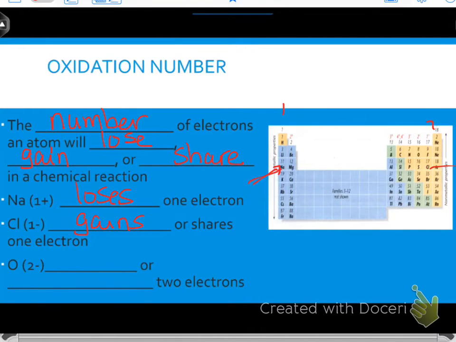And then another example would be oxygen, which you know oxygen's right here. And oxygen can gain or share 2 electrons because it's in group 16, which 16 minus 10 is 6. There's 6 valence electrons, so to make its perfect 8, it wants to gain 2 or share 2.